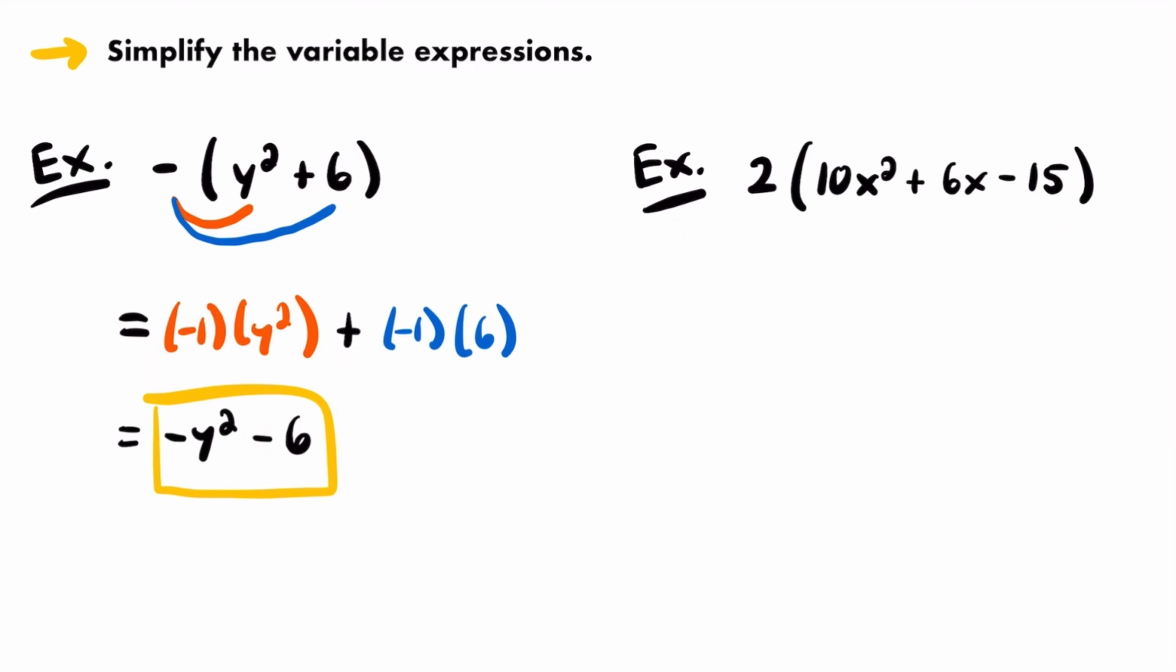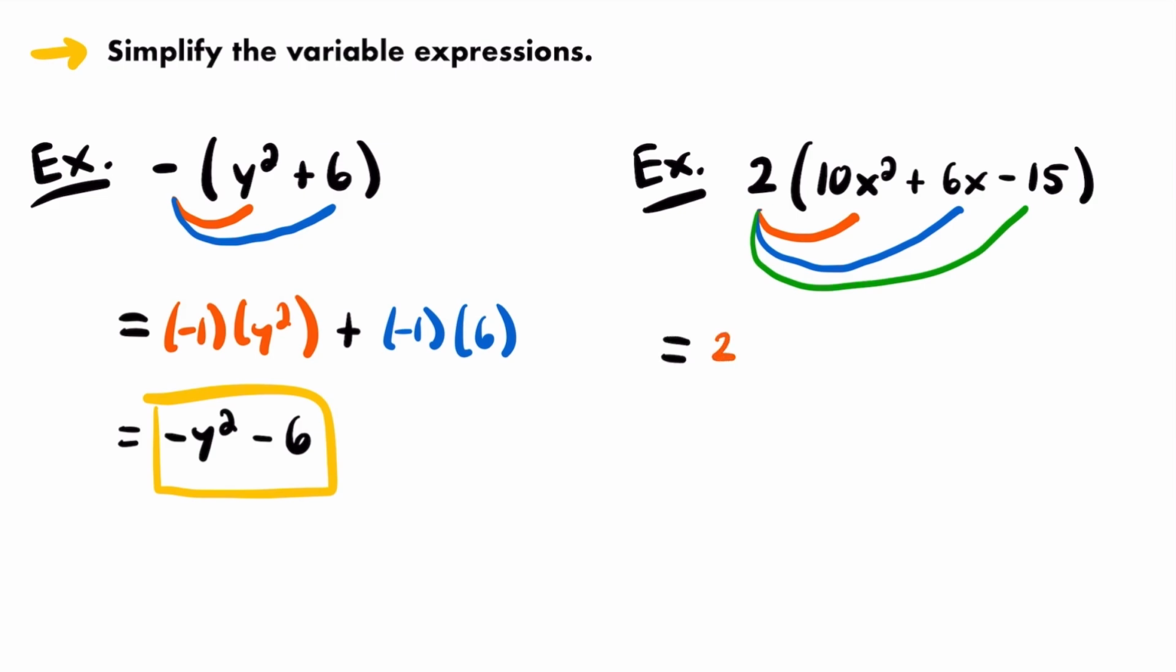But then moving on to this example, we have 2 times the quantity 10x squared plus 6x minus 15. And so this looks a little bit different than the examples we've done so far because the parentheses have 3 terms inside of them. But that doesn't matter. The distributive property still applies here. It's just that we have to multiply this number on the outside, in this case 2, by more than just 2 terms. We will multiply it by all 3 of them. Alright, so we'll multiply 2 by 10x squared, then we'll multiply it by 6x, and then we'll multiply it by negative 15. So here's how we will simplify this variable expression.